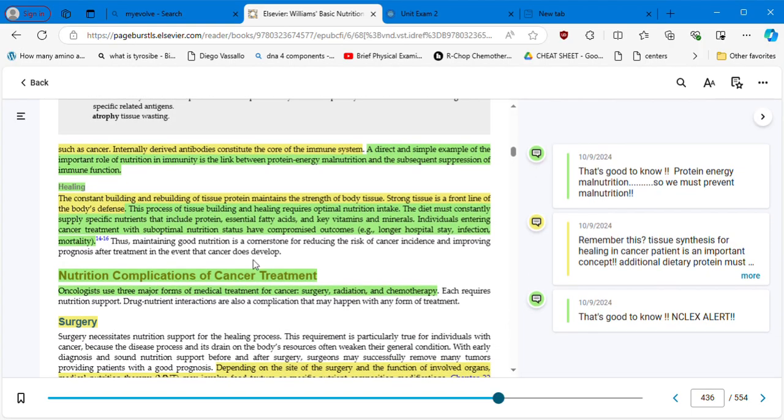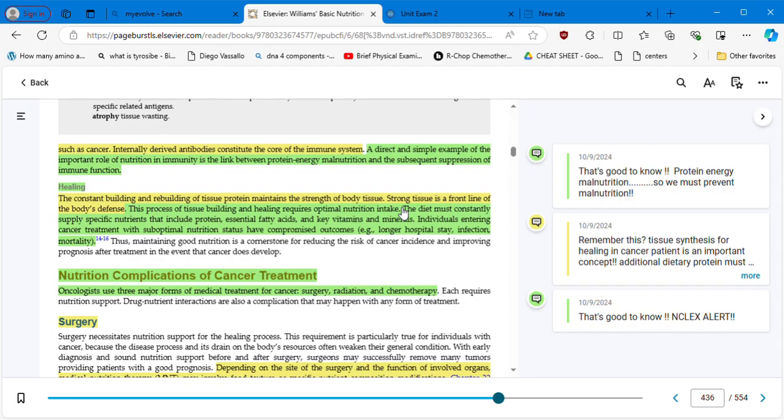Healing. The constant building and rebuilding of tissue protein maintains the strength of body tissue. We spoke about this in the first chapter where we were talking about the elderly, and how much protein they need in order to sustain the musculoskeletal system, right? Do you remember that? So a strong tissue is a front line of the body defense. A strong tissue built by good protein is the front line of the body defense. This process of tissue building and healing requires optimal nutrition intake.